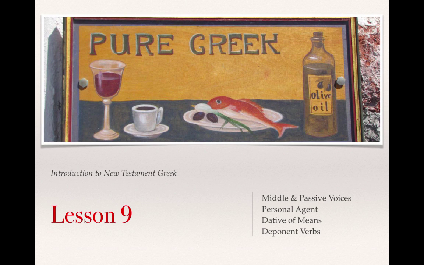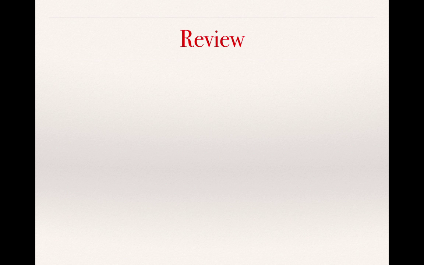This is the 9th video lecture on Lesson 9 from Clayton Croy's A Primer to Biblical Greek. In this lesson, we will introduce the forms for the middle and passive voices of the present indicative. We will discuss the personal agent in the dative of means and have a brief introduction to deponent verbs. Let's begin with a review.